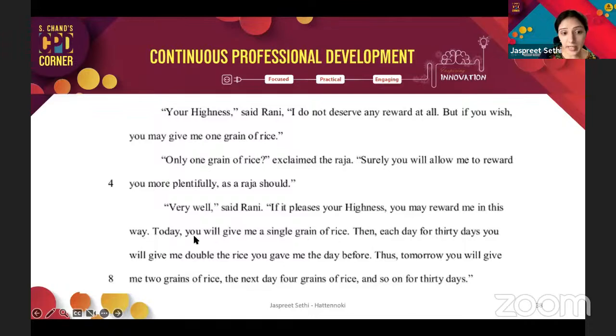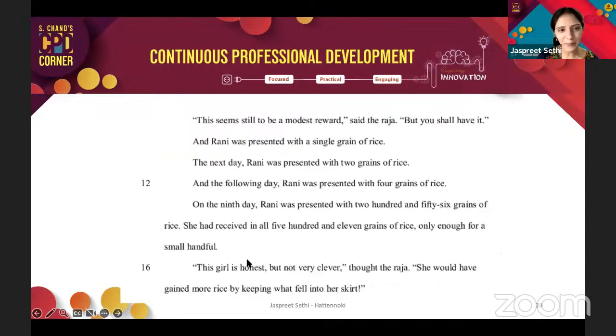And she says, "Well, today you will give me a single grain of rice. And then each day for 30 days, you will give me double the rice you gave me the day before." So she's explaining, tomorrow you'll give me 2 grains of rice. The next day, you're going to give me 4 grains of rice, and so on for the next 30 days. And the king thinks that that's a very modest reward. And of course, he's promised it to her. So he grants it. And actually, as one can think of, we're all math people, it's exponential growth.